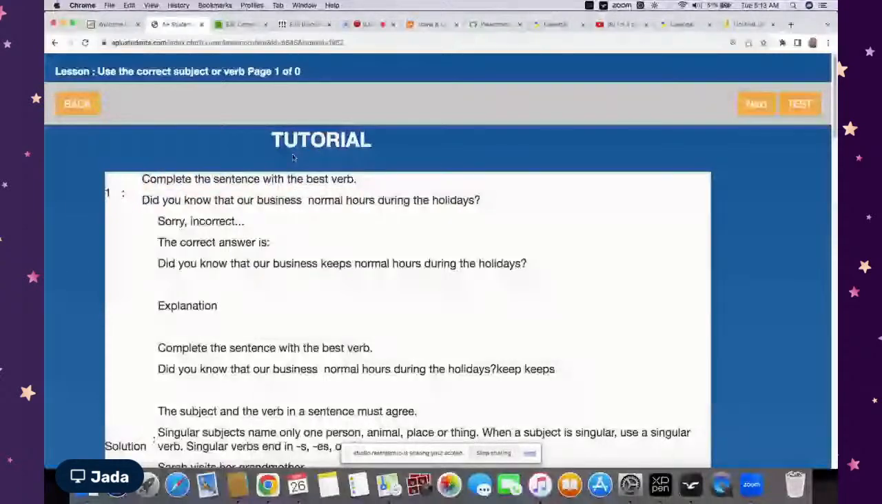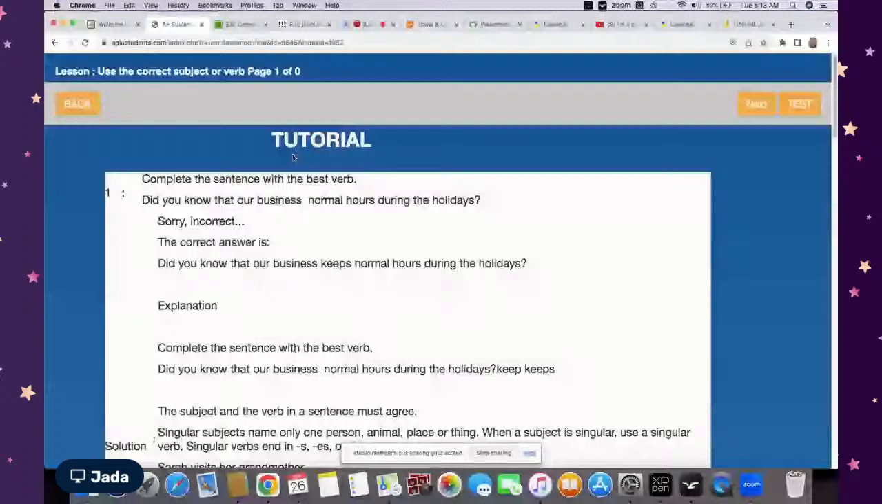I'm trying to go through your question, okay? Okay, so I see your question. You said that you do not get what a verb is. A verb is an action word. Keep is not a verb.